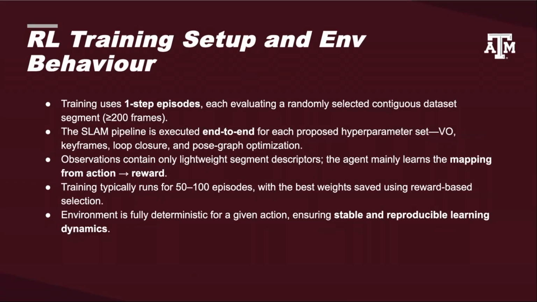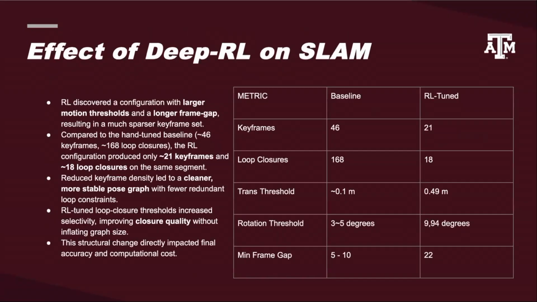Here is our RL training setup and environment behavior. Each episode evaluates one contiguous segment which is greater than 200 frames. The observation contains basic segment descriptors. Learning is driven almost entirely by reward. Training typically runs 50 to 100 episodes and the best reward configuration is saved. The environment is deterministic, making training stable and reproducible.